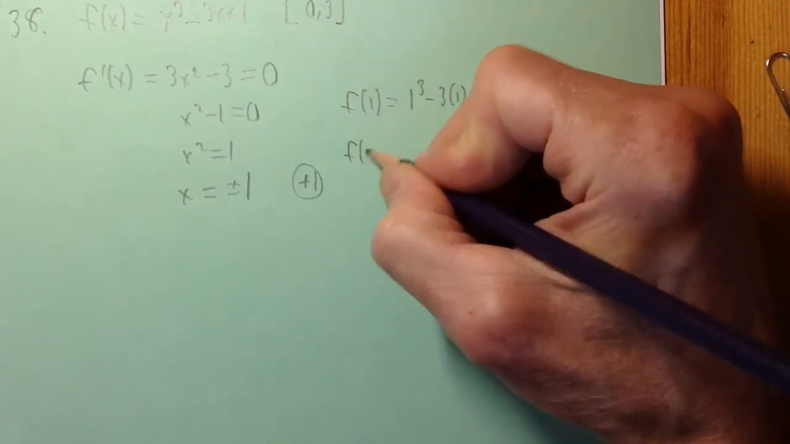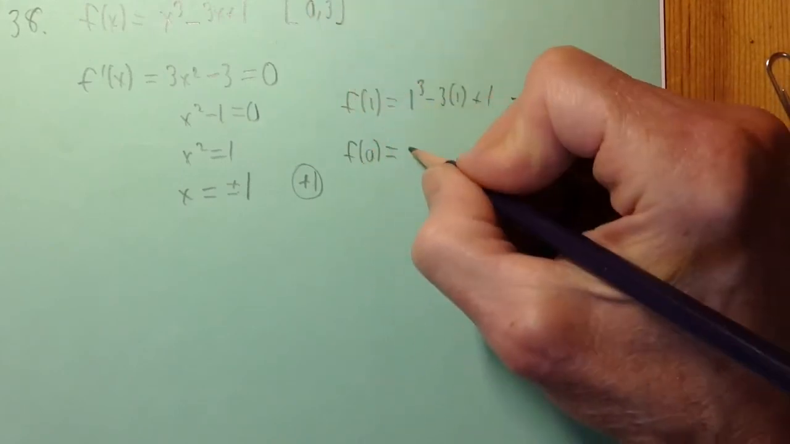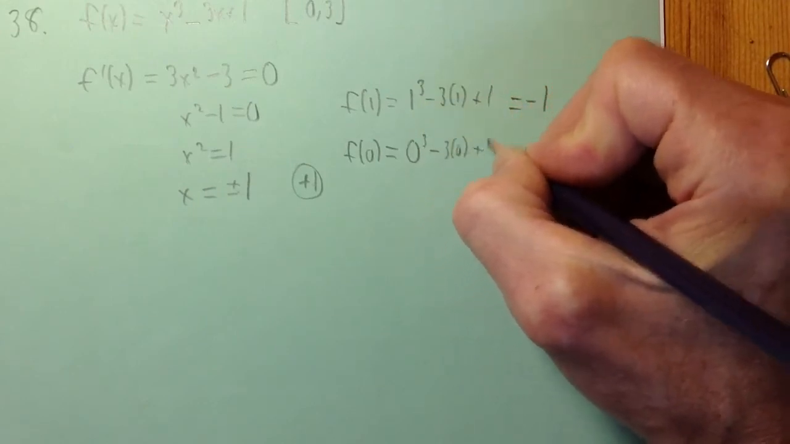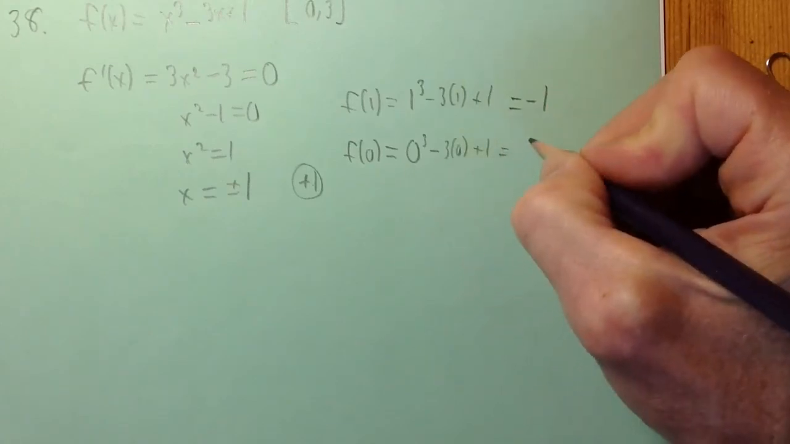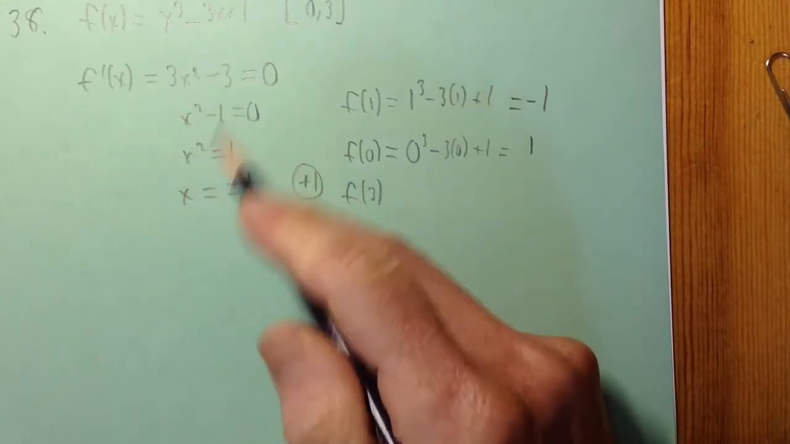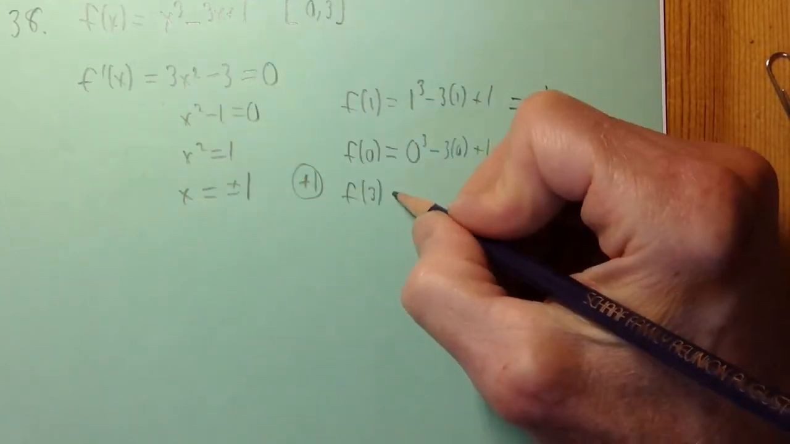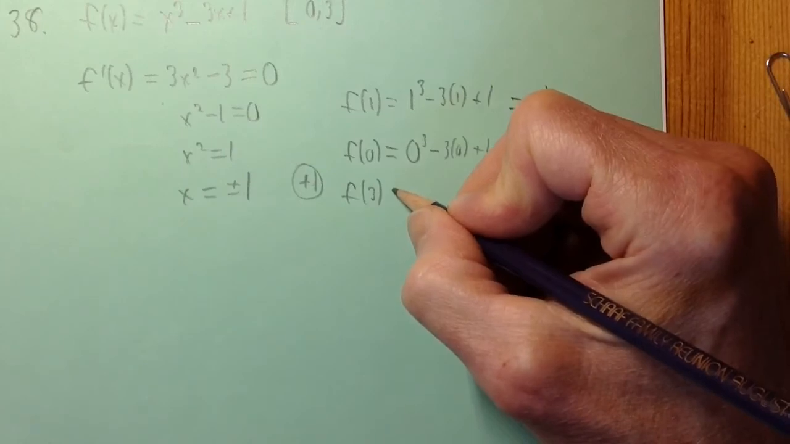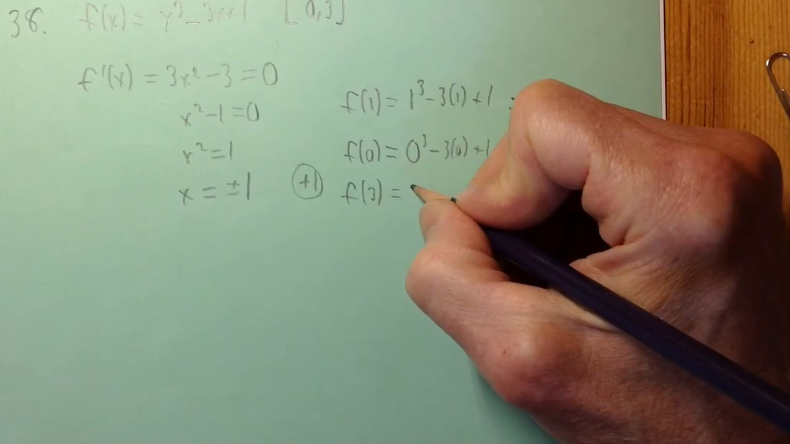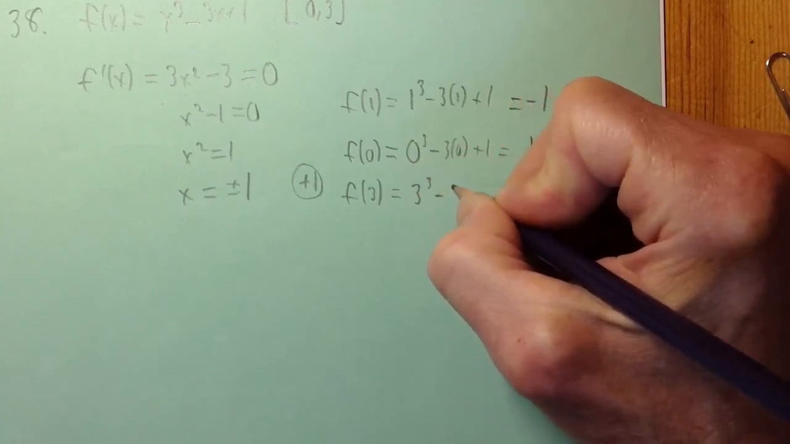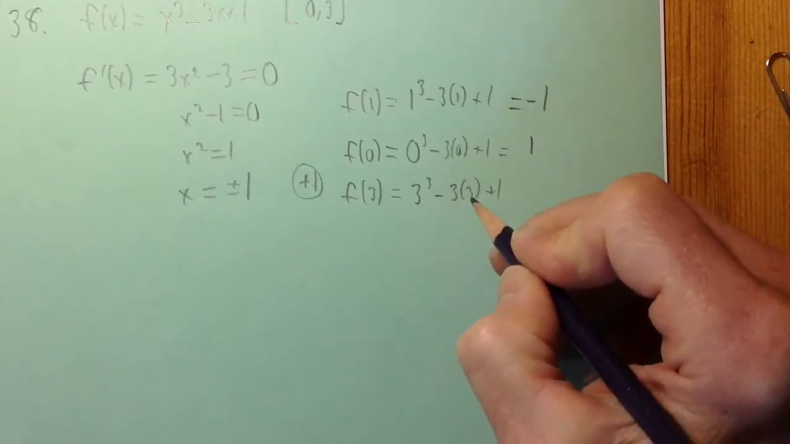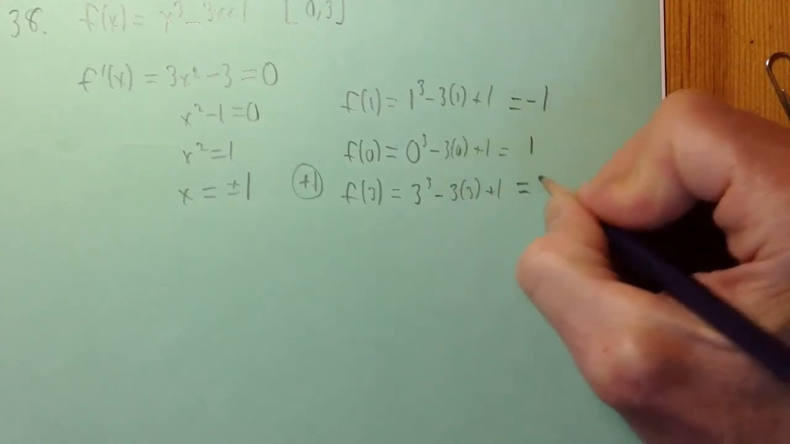So what's f of 0? f of 0 is 0 cubed minus 3 times 0 plus 1, which is 1. And what's f of 3? You have to look at the endpoints as well as whether the derivative is 0 to see if it's a local max or min. And f of 3 is 3 cubed minus 3 times 3 plus 1, which is 27 minus 9, which is 18, plus 1 is 19.